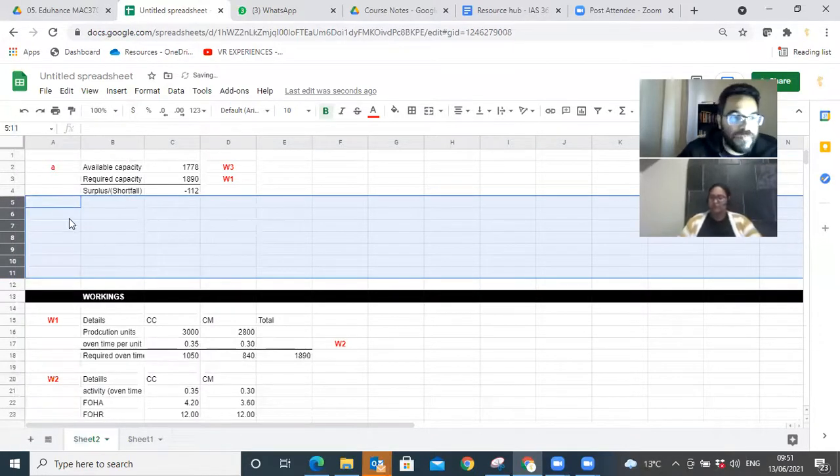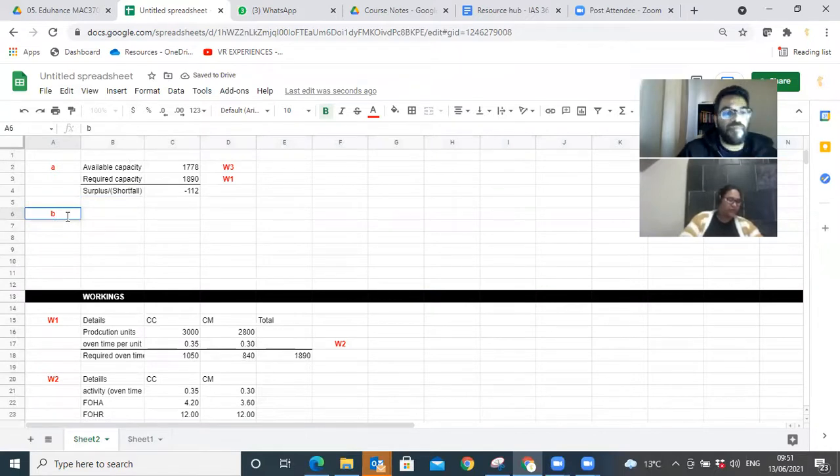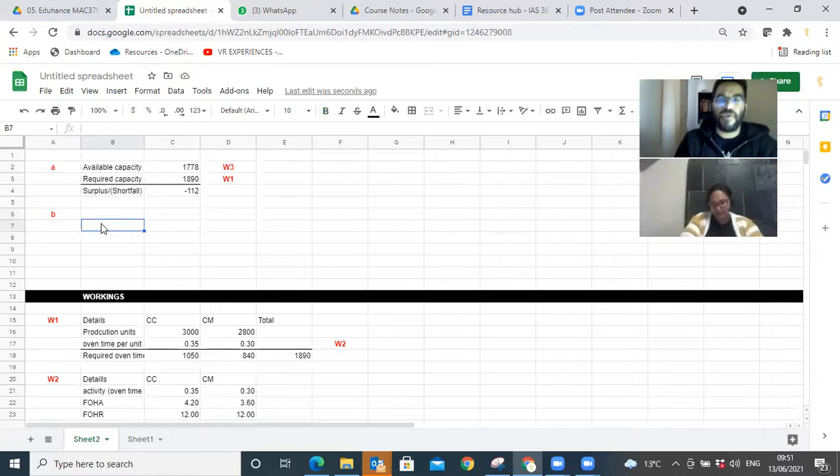For part B, what do they want? Part B is asking you for the optimized number of products. Which product must you produce first? When you want to work on optimization, this one is a little bit easy because there are only 2 products. When there are more than 2 products, it's a little more complex. The way you work it out is by working out the contribution margin per limiting factor.